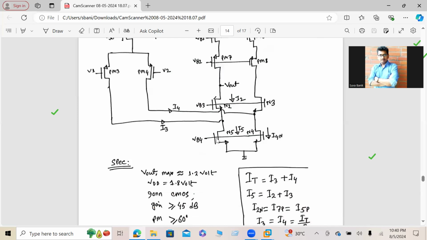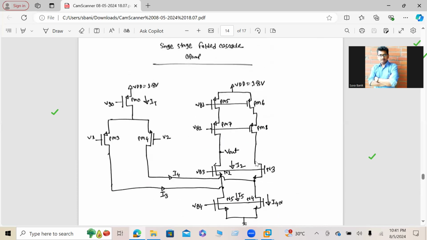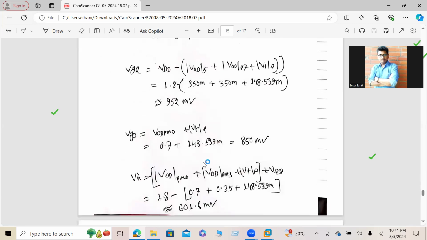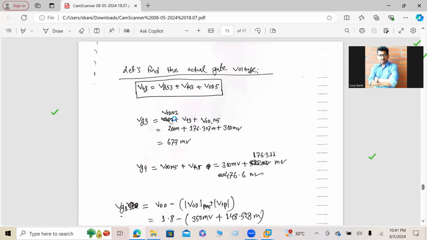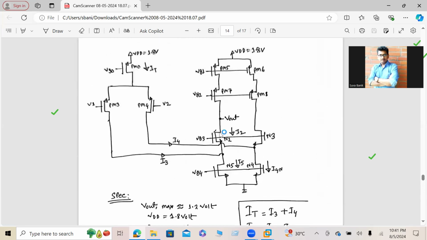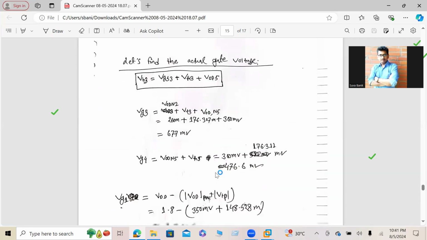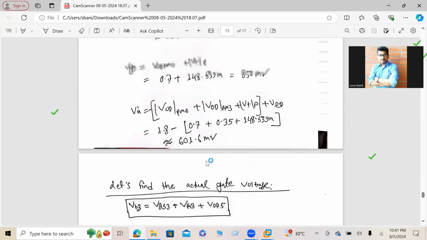For N5, we don't need to consider VG3. For N5, just consider the drain voltage of N5. Okay, for N5 it's easy: just the overdrive voltage of N5 plus its threshold voltage. This is VG4. But VG3 is critical. For VG3, we need to consider the bottom transistor also. It should be the overdrive voltage of N2, the threshold voltage of N2, plus the overdrive voltage of N5. Okay, so in this way, you can estimate this value.